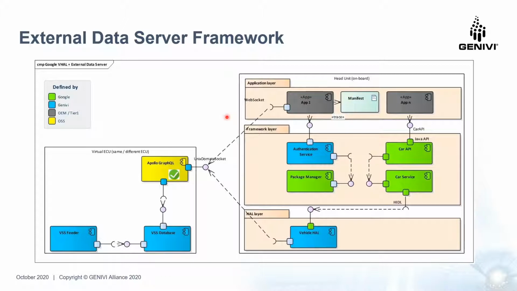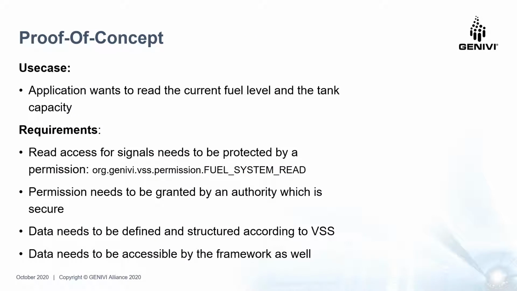In our case, the client is the head unit that is running Android. However, right now we need to exercise two paths: one that is able to access the signals directly by using GraphQL, and the other one to satisfy the Android framework needs. To do that, we've agreed to have the POC realizing the concept of retrieving the data from the fuel subsystem. So let's imagine an application that wants to read the current fuel and the tank capacity.